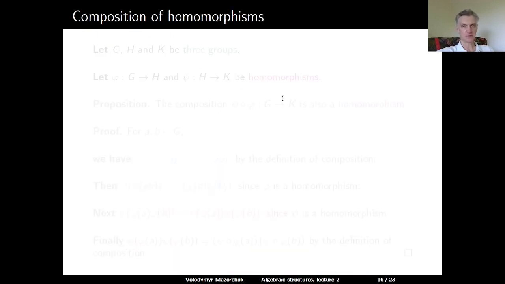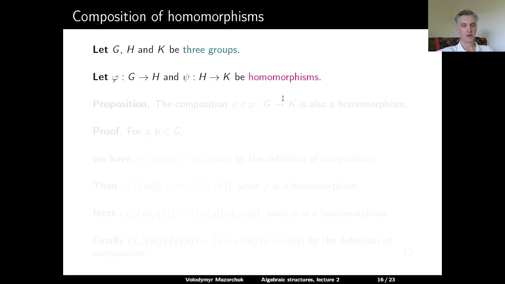Next, let us talk about composition of homomorphisms. Let G, H, and K be 3 groups. Let phi be a homomorphism from G to H, and psi a homomorphism from H to K. Proposition: the composition of psi after phi, that's a map from G to K, is also a homomorphism.